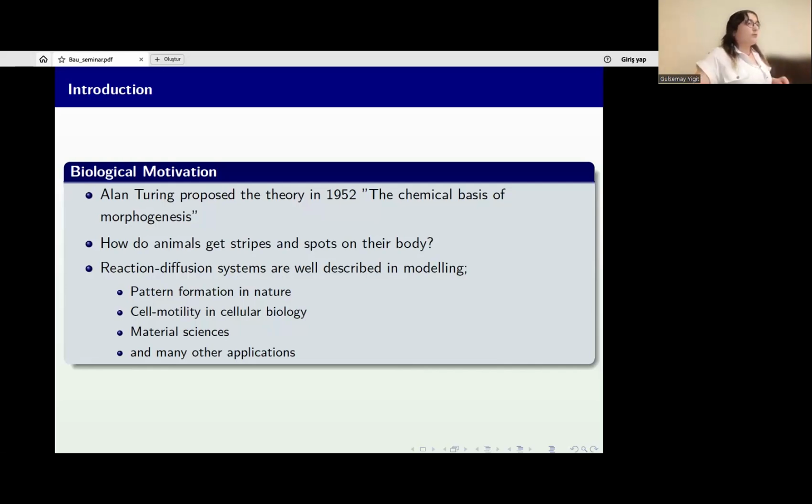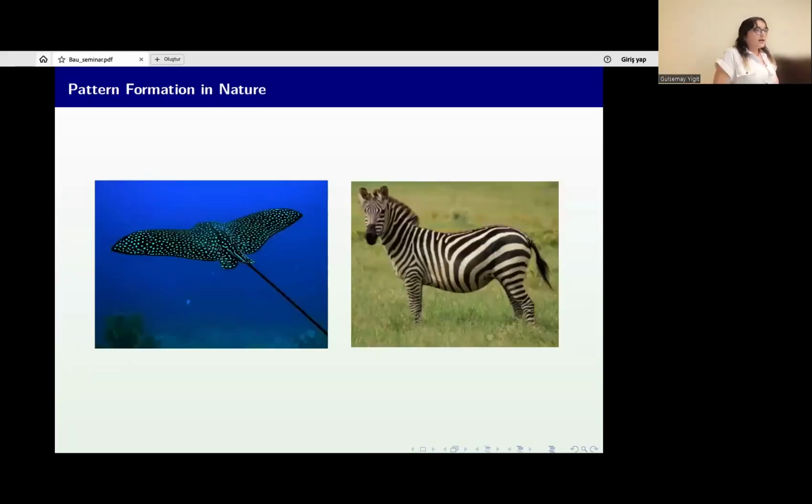I'll talk about Turing's theory a little more, but before that I want to talk about what kind of patterns I work on and what pattern formation in nature is. I'll try to show you. Here we have two nice figures. The first one is a stingray, and we can see how spots occur on its body. There are spot-type patterns and stripe-type patterns, as you can see in the second one, the zebra. So we can have either spots or stripes, and it's not limited to these kinds of patterns. We can see other kinds of patterns, like different kinds of waves.